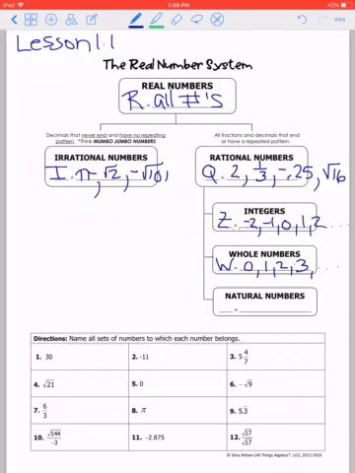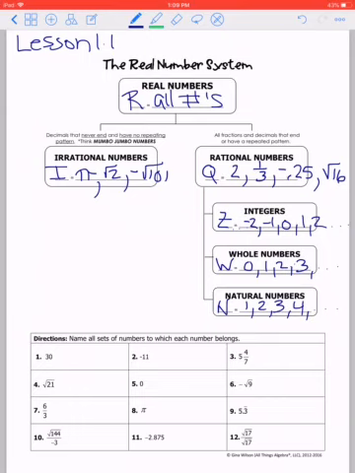And then the last one are natural numbers, and this gets even a little bit smaller because these are like your counting numbers. So when you're little and you start to learn to count, they usually have you start with 1. So natural numbers are different from whole numbers in that they do not include 0. We use a capital N, and then it would be 1, 2, 3, 4, and so on, as far as you wanted to go.